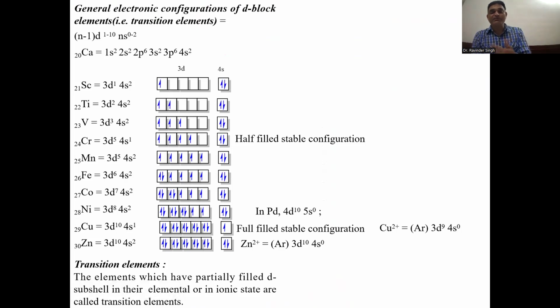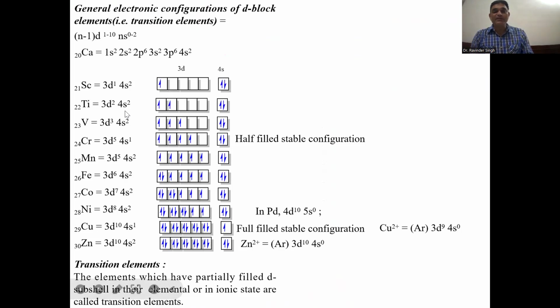So if, in one of the ionic states, the d subshell is partially filled, the element comes in the category of transition elements. But zinc is such an element in which the d subshell is always full, whether in the neutral state or in the ionic +2 oxidation state, the only oxidation state of zinc. So zinc is not a transition element.